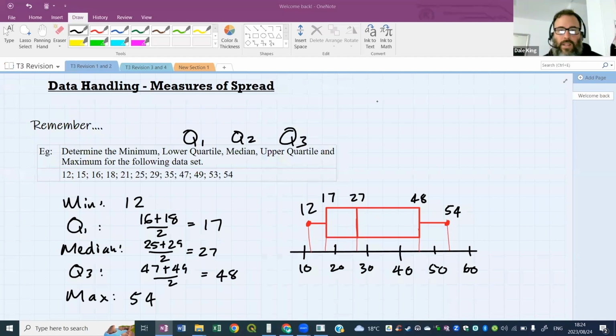Okay, and we can see here the middle, the median, which is number 27, is a little bit to the left. So this data set is bunching up a little bit on the left-hand side. That's why we use a box and whisker plot. But let's not get too deep into the box and whisker plot.